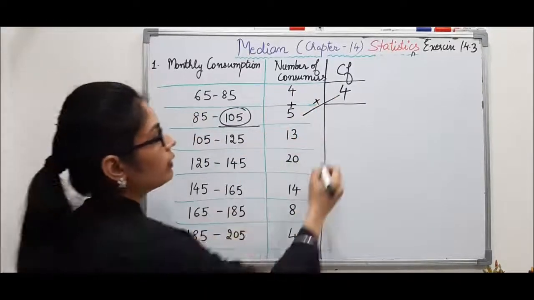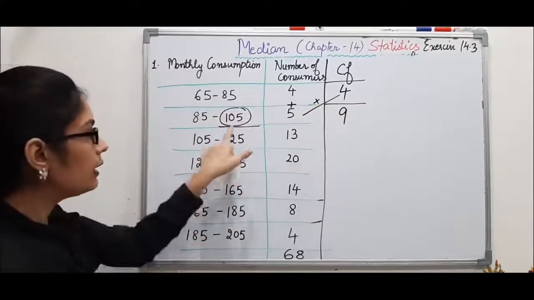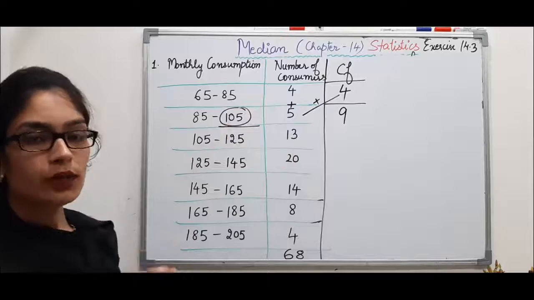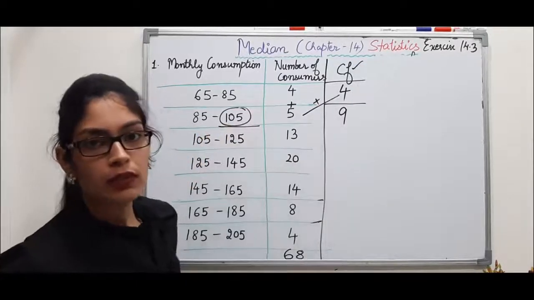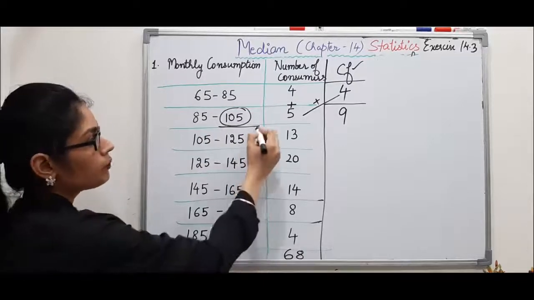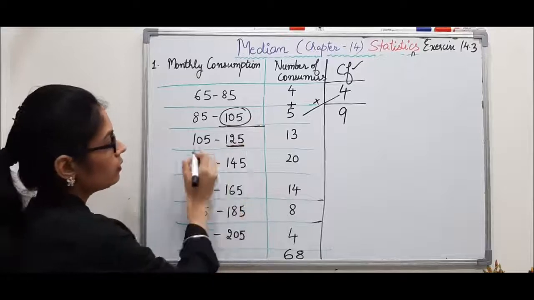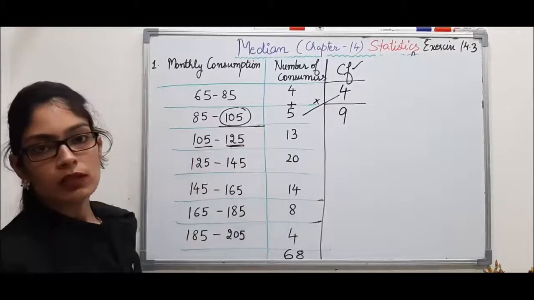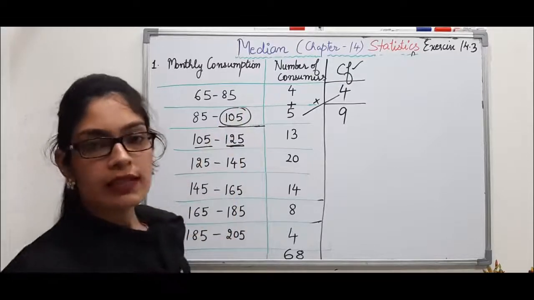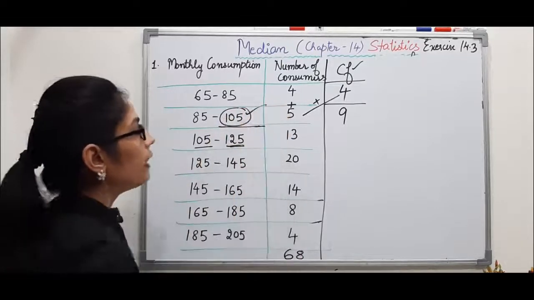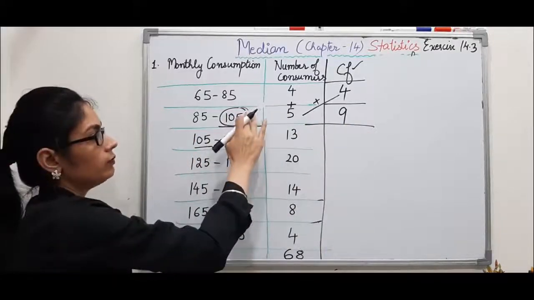4 plus 5 it is 9. See, now if you see total frequency till 105 it is 9. So that's what I have explained you. Cumulative frequency means total frequency. Total frequency till this number, see this is the lower limit and this is the higher limit of the class interval. So whichever interval you are taking, cumulative frequency is the total frequency till that limit of the interval.